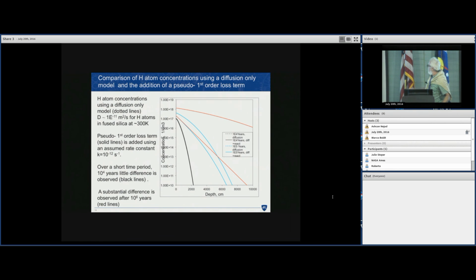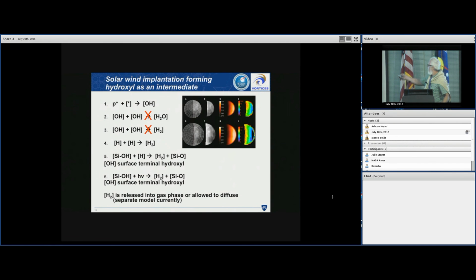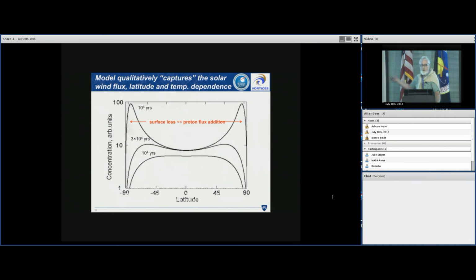But if I do this simulation for 1,000,000 years, there's a huge difference in the buildup rate, based on the fact that I now have this pseudo first order loss rate. So on 1,000,000 years it matters. Okay, so these are the rates. Those don't matter. The two that matter are 5 and 6. And this is the plot that I think people might be interested in.